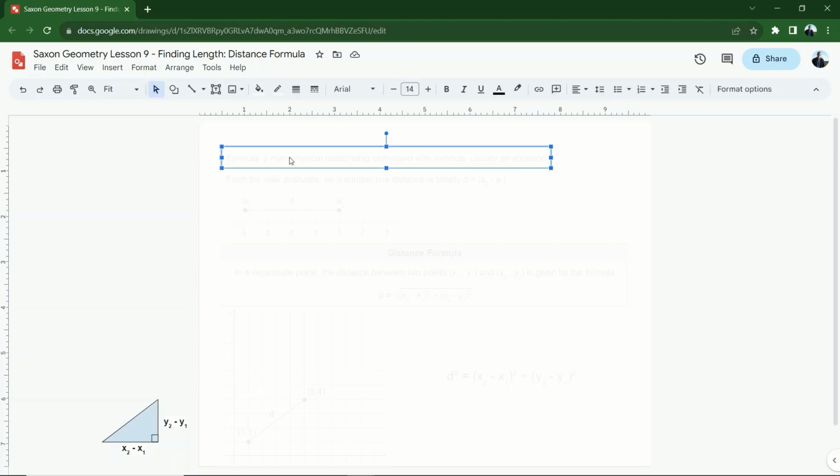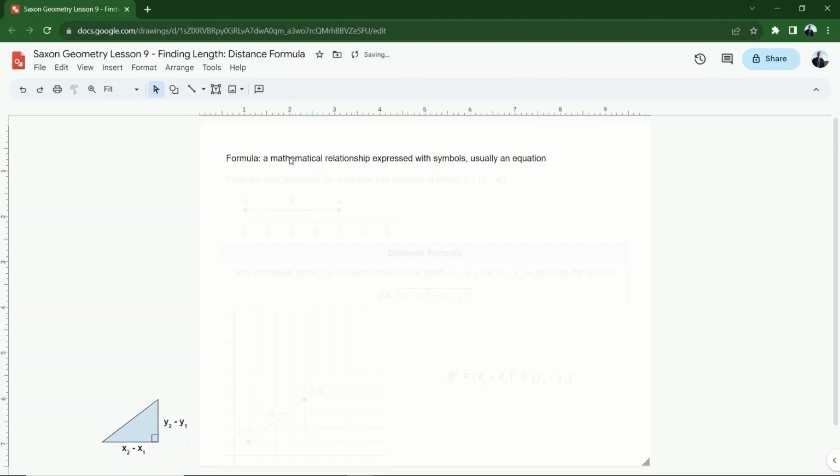We're just going to remind ourselves the definition of a formula. It's a mathematical relationship expressed with symbols, usually in the form of an equation. So if this lesson is entirely about a formula, at the end of this lesson, there's going to be an equation that you're expected to memorize. It's going to be called the distance equation or the distance formula. We'll call it the distance formula.